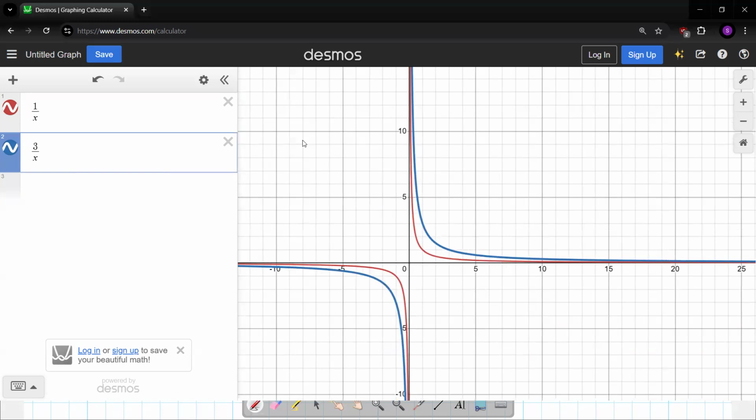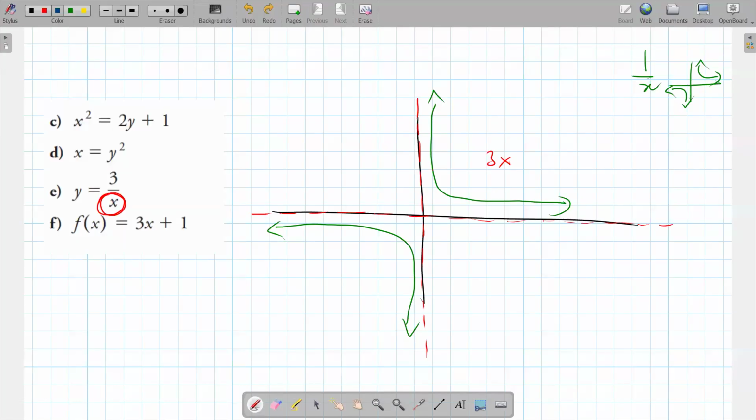The only thing that changes the domain and the range are translations. Translation means shift, left, right, up, down. That's the only thing that changes domain and range. A horizontal or a vertical stretch, like in this case, it's a vertical stretch, that doesn't change the domain and the range. So the domain and the range of this 3 over x is going to be the exact same thing as the domain and range for 1 over x.